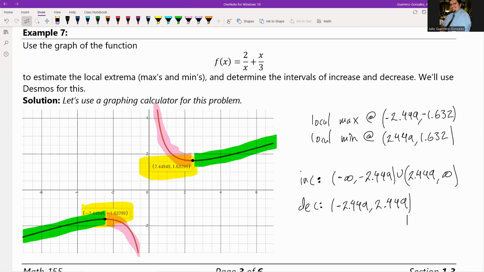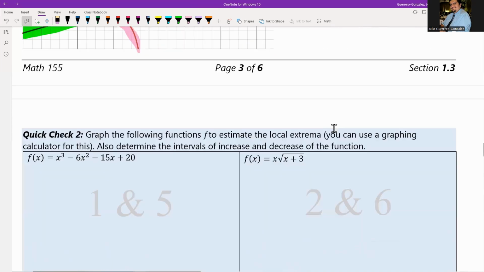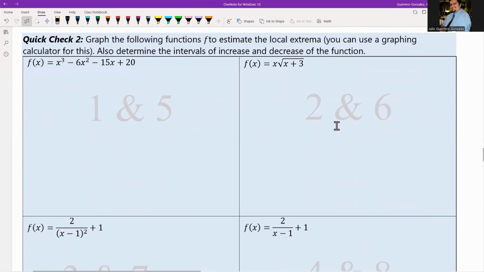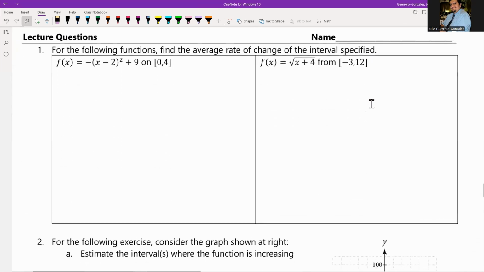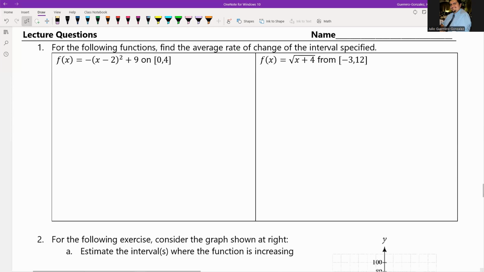Okay. All right. I think that is it. Well, quick checks. We'll do these in class. Okay. I believe that is it. I believe what comes up next is lecture questions.